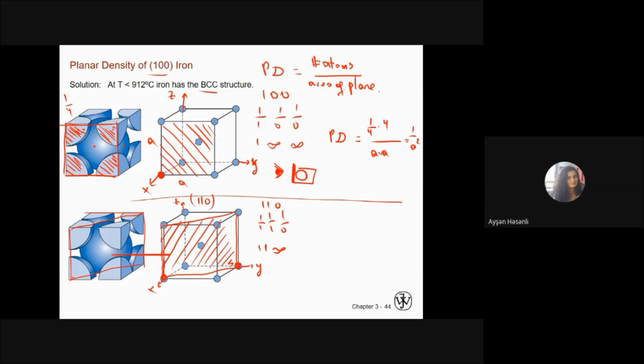As you can see, this plane covers 1/4 part of these corner atoms, and this one at the middle will be crossed by that plane. If I take this picture out, it will look like this: 1/4 part for each corner, and the 1 for the middle one. So 1/4, and this is 1.